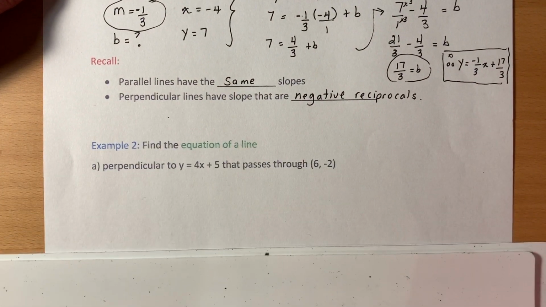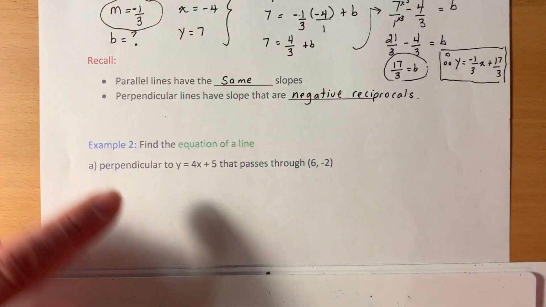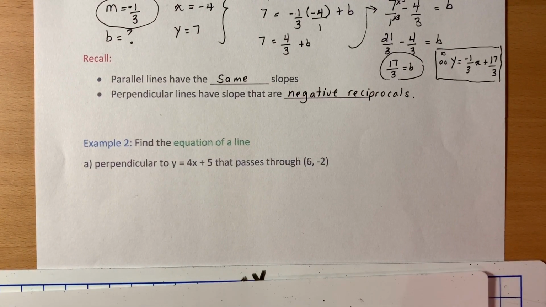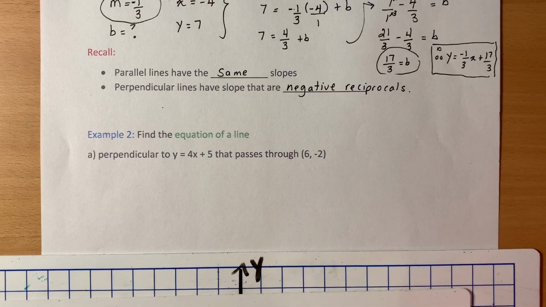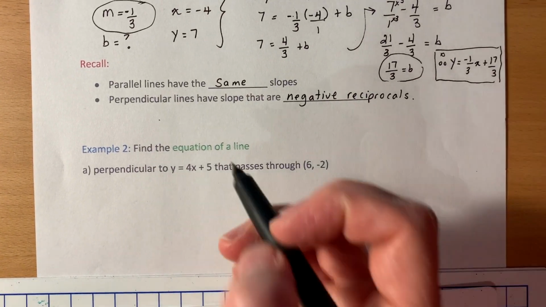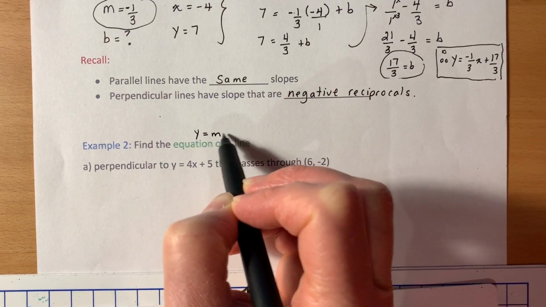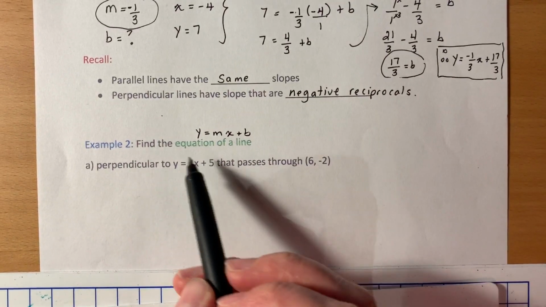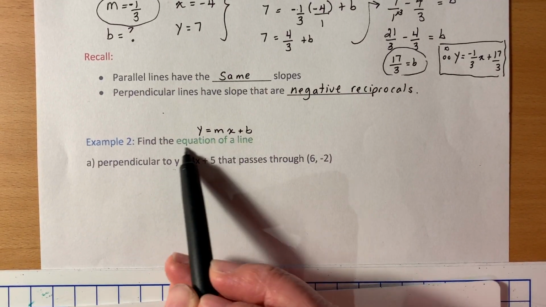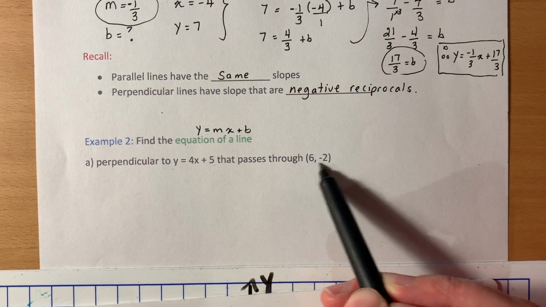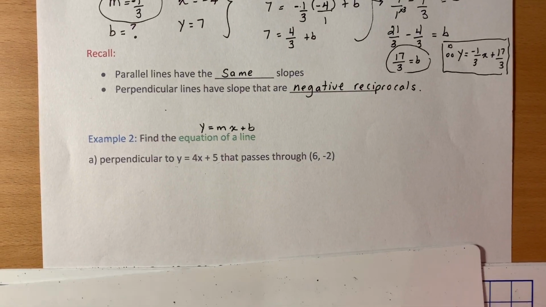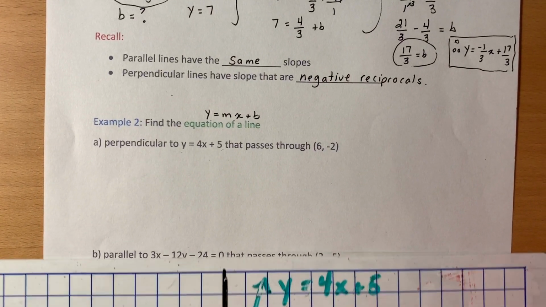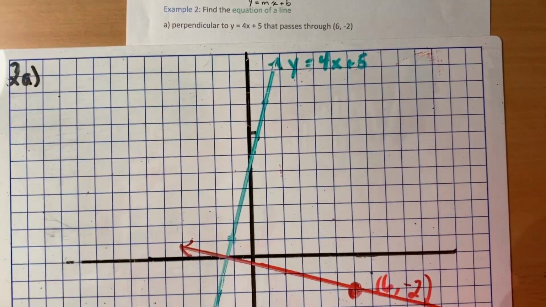So again, same idea. We're doing the same thing. We're finding equations of lines. So once again, y equals mx plus b, right? Now what this question is saying, find the equation of a line that's perpendicular to this line, but also passes through this point. So what does that look like? Looks like something like this.